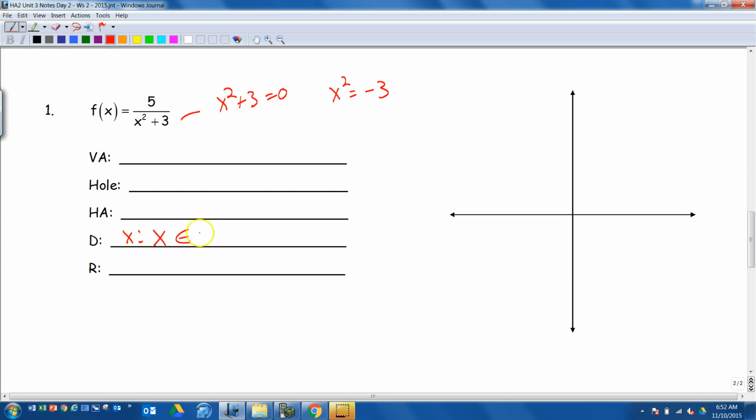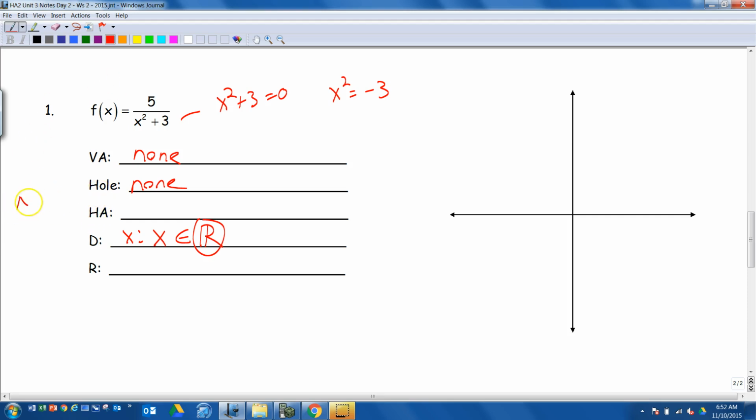And this is the symbol for all real numbers, this R. x is all real numbers. You could also write out all real numbers. That's fine. Because of that, remember we get vertical asymptotes and holes from the domain restriction. Well, we have no real piece left over, right? So there are none. And then for the hole, nothing canceled out. So there's no hole.